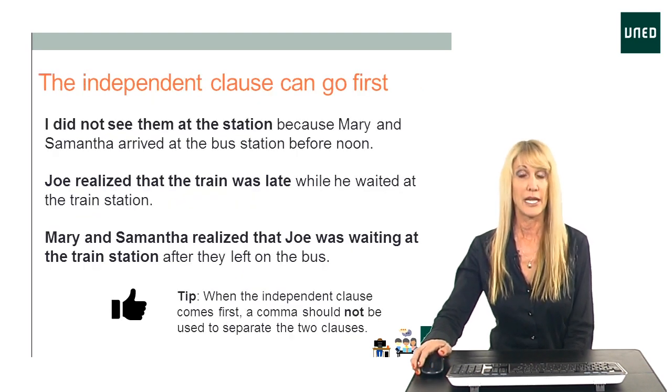We can put sentences together with an independent clause and a dependent clause. In fact, the dependent clause must have an independent clause to complete the idea. The independent clause can go first. In these examples, the independent clause is in bold, and the dependent clause is second. It's not in bold. Notice that when the independent clause comes first, we do not put a comma before the dependent clause. This is a very common mistake.